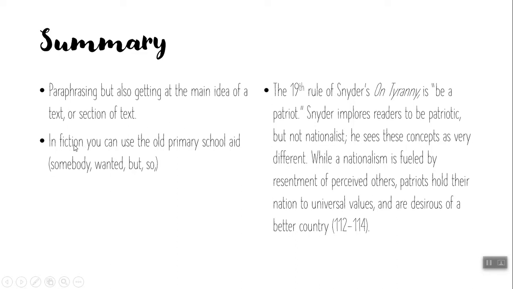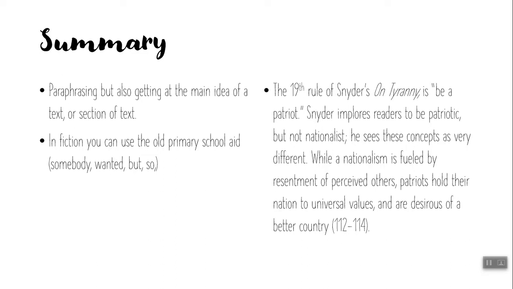In fiction, you might remember this from elementary school: somebody wanted but so. If you want to summarize a fictional story, you'd say somebody wanted but so. So somebody is Pi Patel, wanted to survive being on a life raft, but there was a tiger on the raft with him, so he went to whatever. You fill in this somebody wanted but so, and even though it's an elementary school thing, it's still a good way of thinking about how you would summarize this fictional plot.